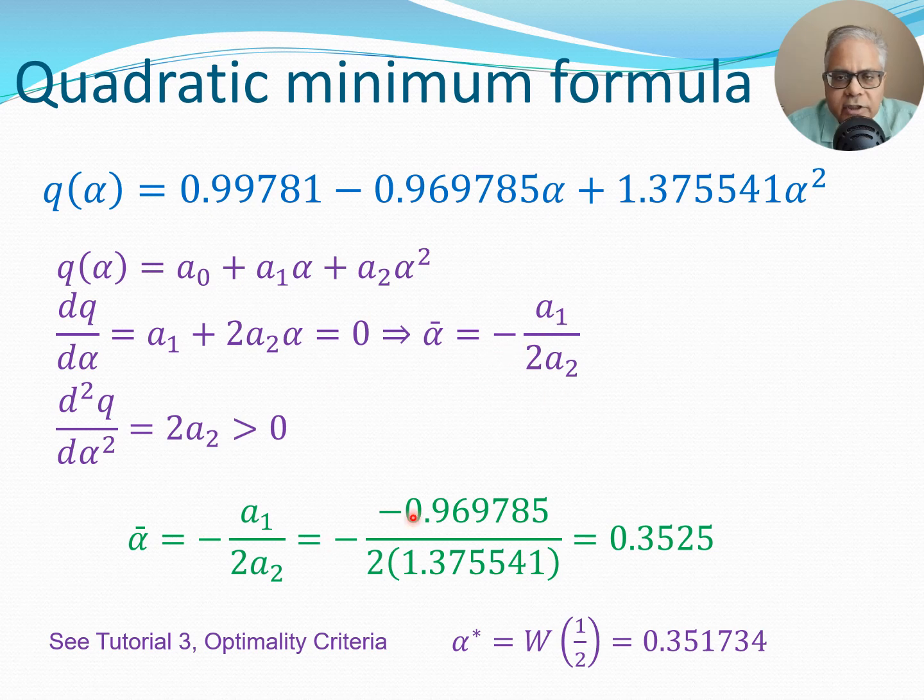Now, if you are interested in details about the theory, the derivations, make sure that you look at the tutorial on quadratic method, or rather the lecture on quadratic method. And of course, we know the exact solution is 0.3517, and in fact alpha bar comes to 0.3525. So in this particular problem, the solution is pretty good, as we are getting the quadratic fit to be quite a good fit at this point. Now this can happen in many situations, but there may be situations where this doesn't happen.